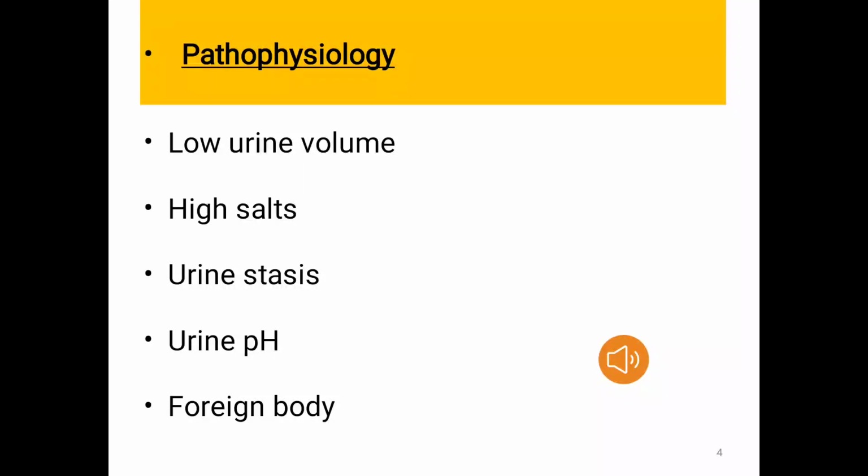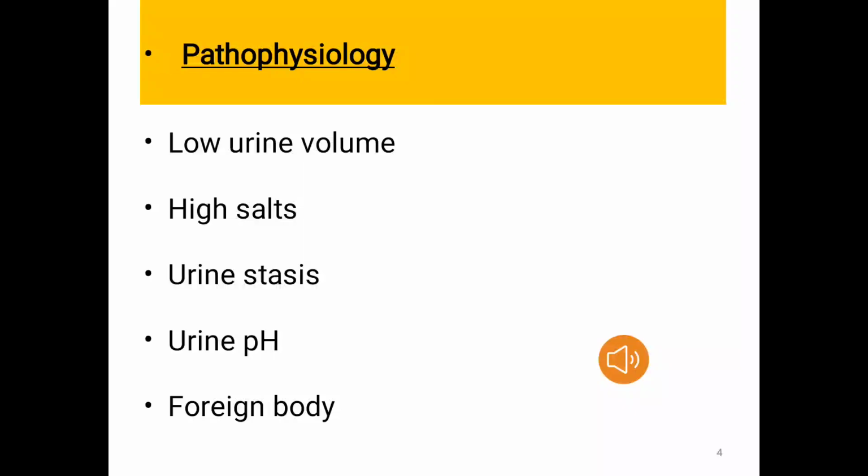So there are high salts. When there is increased excretion of salts, as seen in hyperuricemia, cystinuria and hypercalciuria, there is formation of stones. Urine stasis, seen in neurogenic or neuropathic bladder and also in bladder outlet obstruction, where there is a retention of urine after micturition, that is post-voidal residual urine, is again a cause for stone formation.